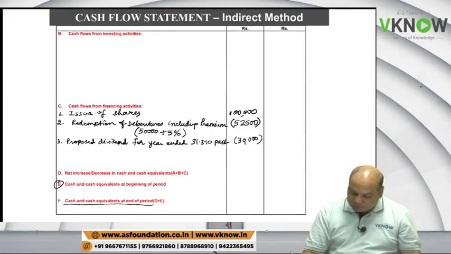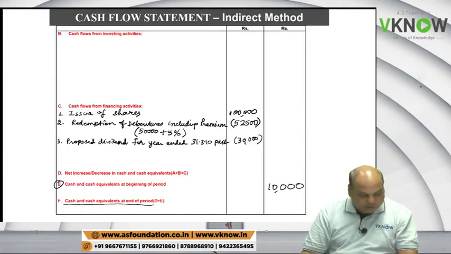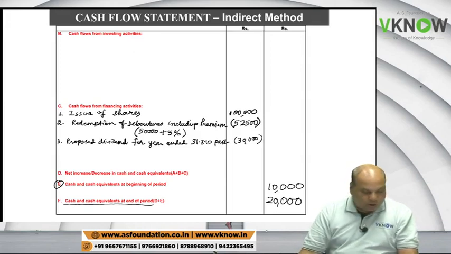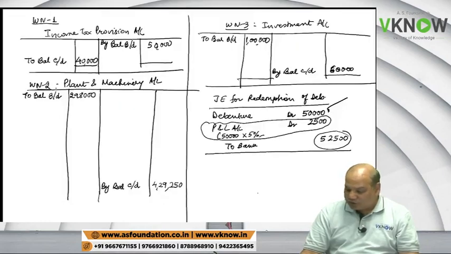Point number E. Last second point. Cash and cash equivalent at the beginning of the period, outer column 10,000. At the end of the period, outer column 20,000. Very good. Chaurasia is right.